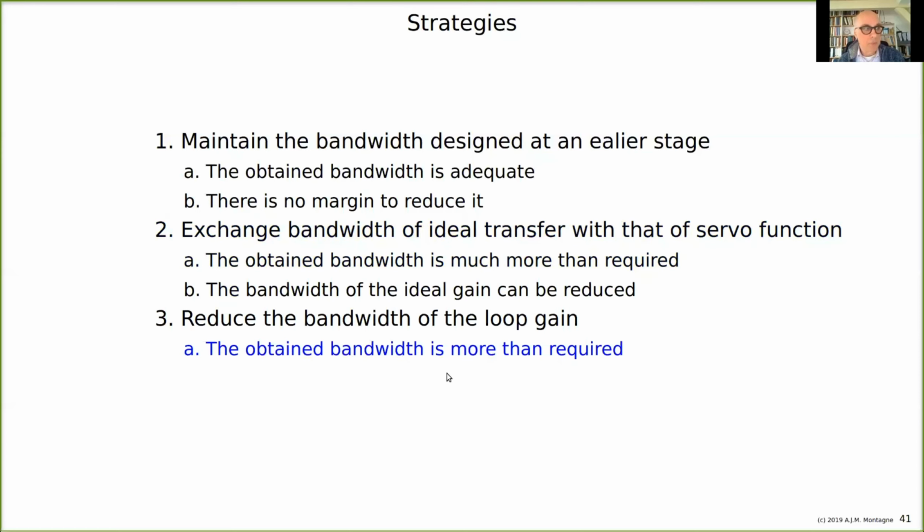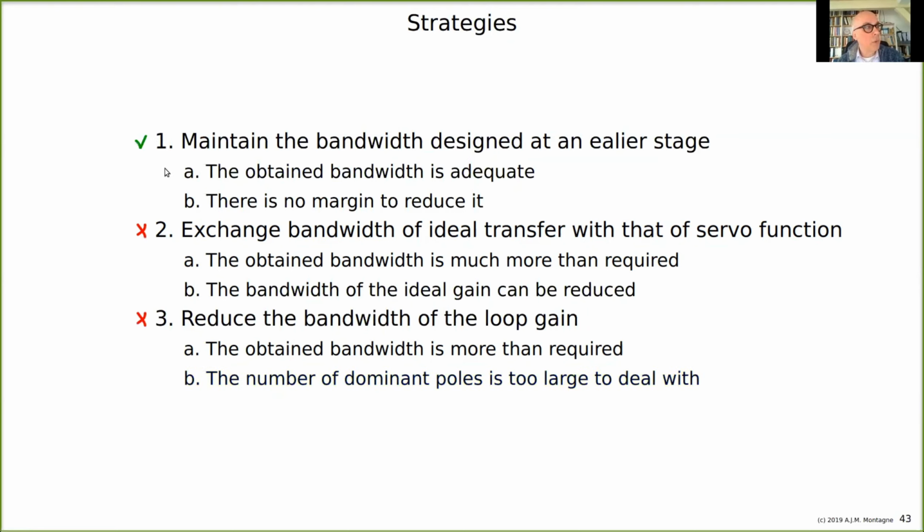Also, in the case that the bandwidth is more than required and the number of dominant poles is too large to deal with. For example, this happens in power amplifiers. If you have many, many amplifier stages, they all bring in their own poles. You have many poles, and if you need many stages because you need a high available power gain of your amplifier, then you end up with a lot of poles. And maybe with a lot of poles, you cannot handle the design anymore. You cannot maintain stability. And then maybe you just want to reduce the bandwidth because accuracy or drive capability or linearity was requiring so many stages and not your bandwidth. So we will focus only on number 1.